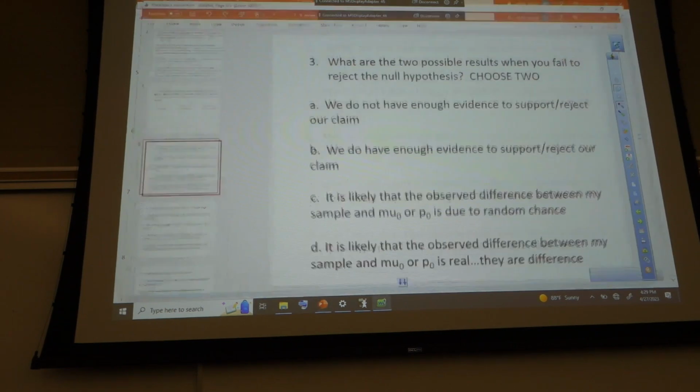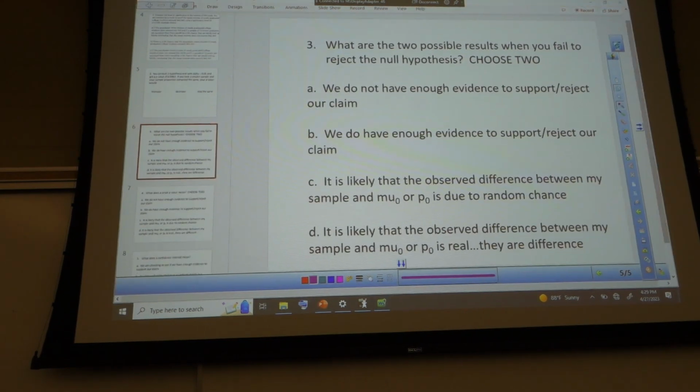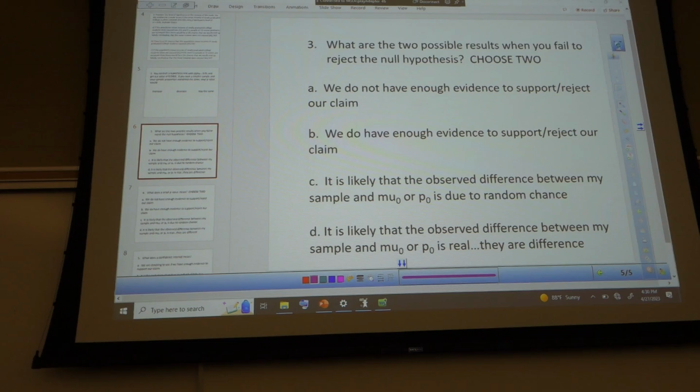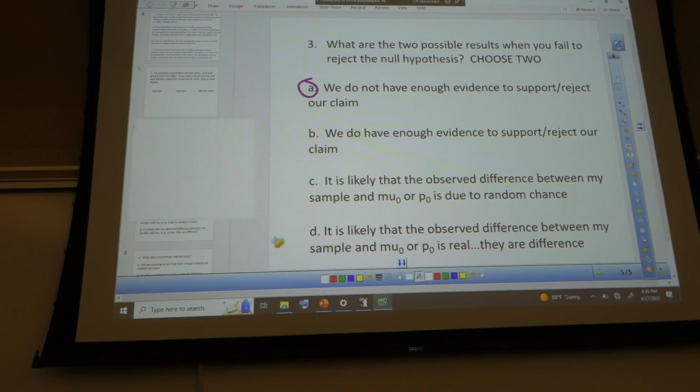What are two possible results when you fail to reject a null hypothesis? Pick two. So A or B, pick one of those. C or D, pick one of those. I'll give you folks 15 seconds with your neighbors. They can always come to consensus. So the first one, if we fail to reject the null hypothesis, do we have enough evidence or not enough evidence? Not enough evidence. It's A. Also, maybe I'll draw a picture for this part.